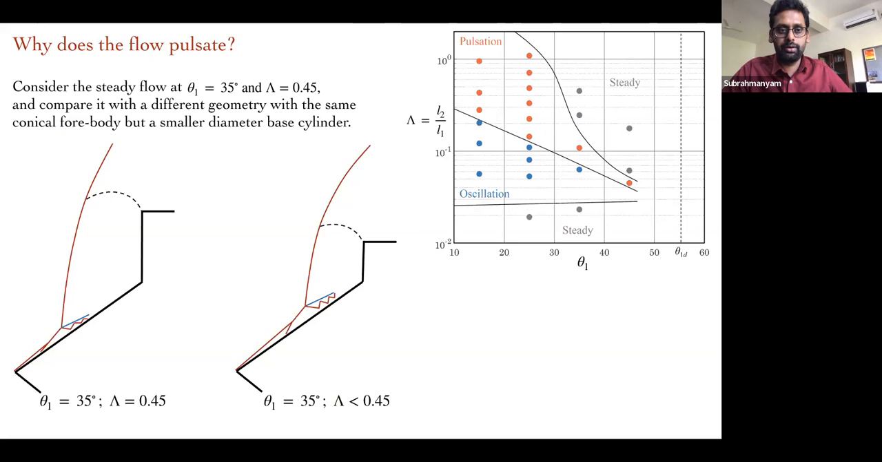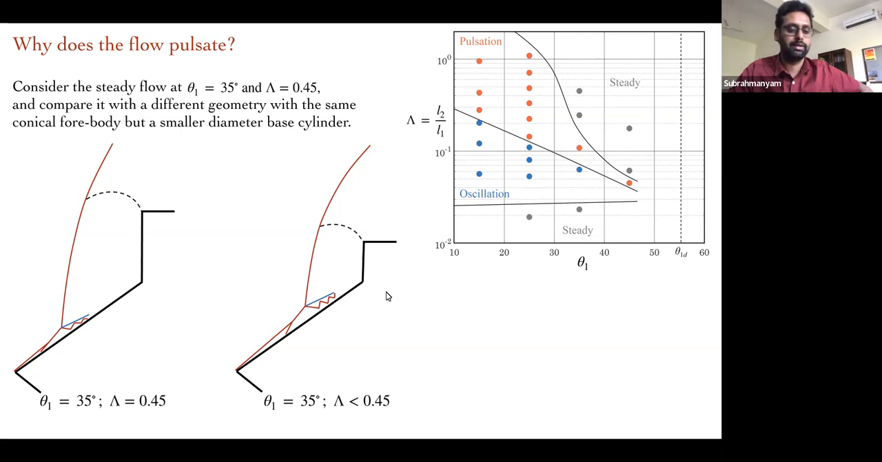So we start in a region of this parameter space where the flow is steady. So this is a non-trivial sort of steady flow state. So for instance, you can take this point here where theta 1 is 35 degrees and lambda is 0.45, right? And then we look at the flow structure as we move from that point in the parameter space into a region where the flow executes pulsations. So to make it simple, we will fix theta 1 and reduce lambda starting from this value of 0.45 at theta 1 is 35 degrees down into this region where the flow goes into pulsations, right? And then we will try and understand how the flow structure changes as you're reducing lambda to see if we can come up with a physical explanation for what triggers pulsation.